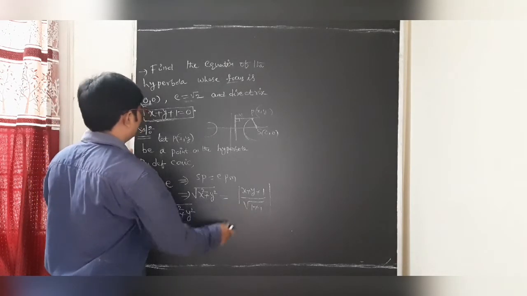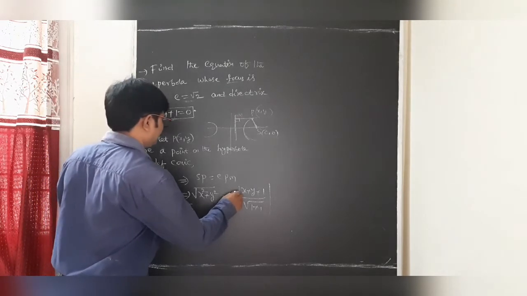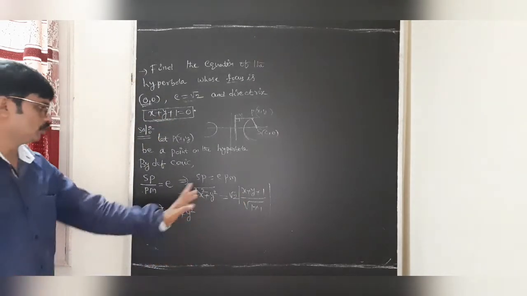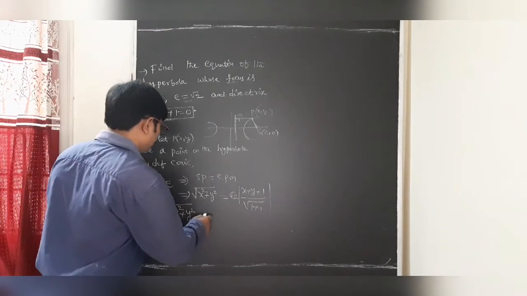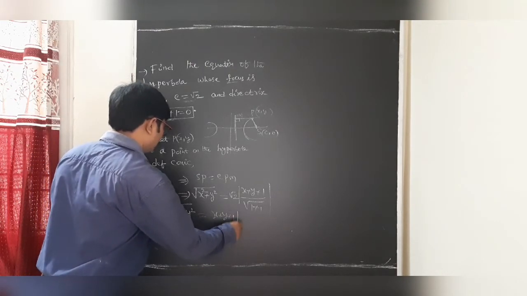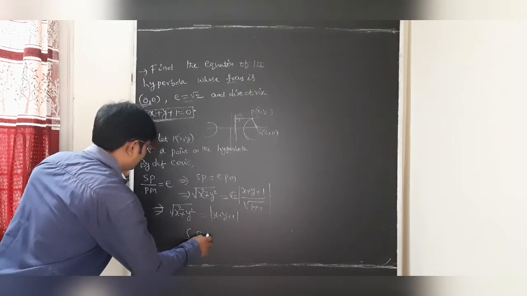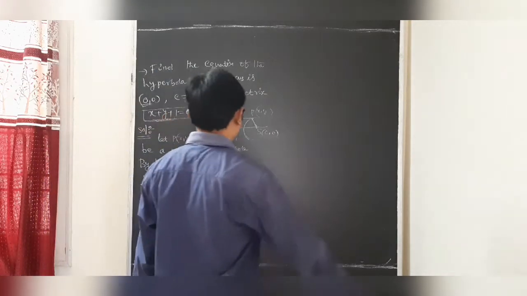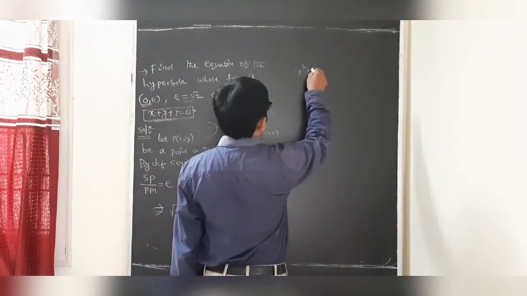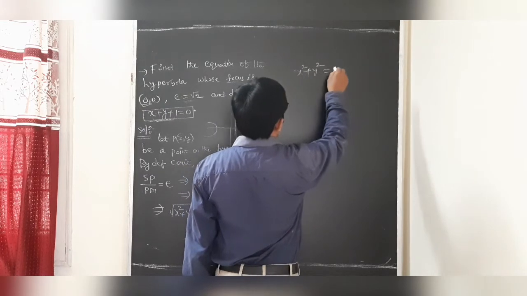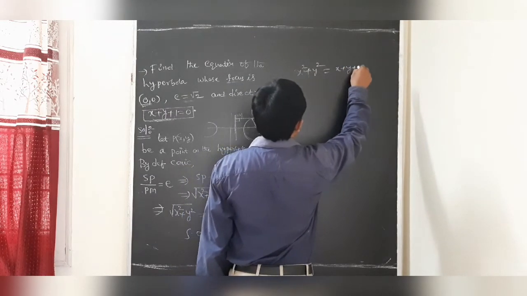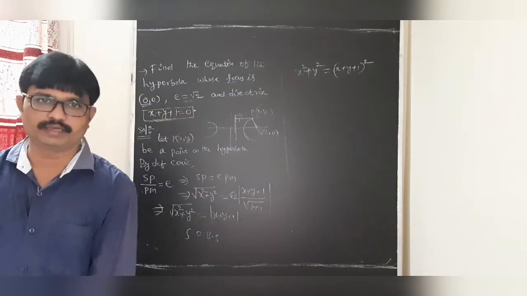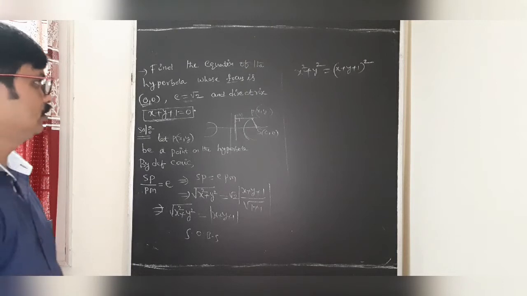The eccentricity is also given, the value of eccentricity is root 2. Root 2 cancels. Now this is x plus y plus 1. Now students, when we take squaring on both sides, then x square plus y square equals (x plus y plus 1) whole square.